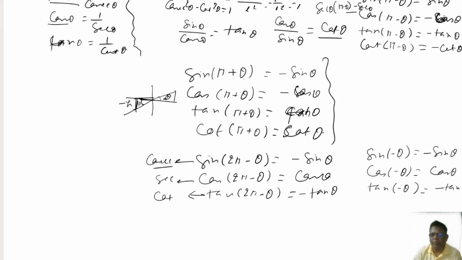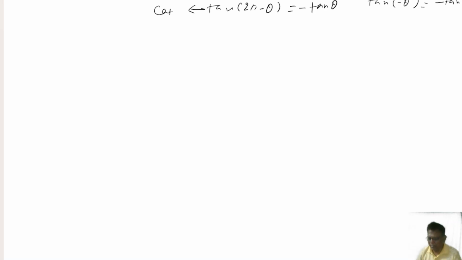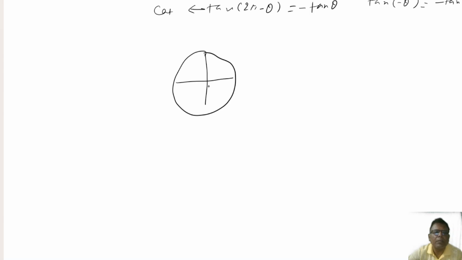Now come to the angle rotating about pi by 2 and 3 pi by 2. So here the angle is pi by 2. Suppose this one is theta.